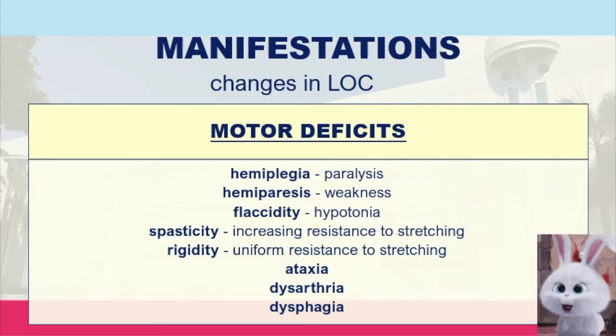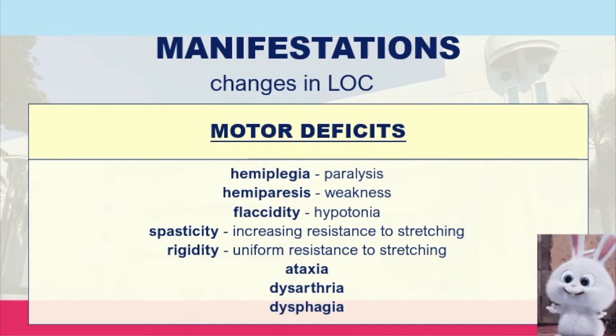Next, you have the following manifestations or changes in level of consciousness. So these may be applicable for both your ischemic and hemorrhagic stroke. Your patient may manifest with hemiplegia. When I say hemiplegia, there is paralysis on one side of the body. Your patient may have hemiparesis, which is weakness on one side of the body or both. Your patient may have flaccidity, which is the absence of muscle tone.